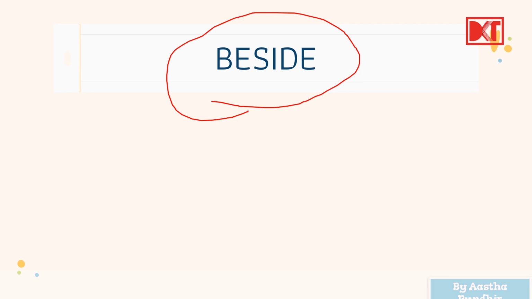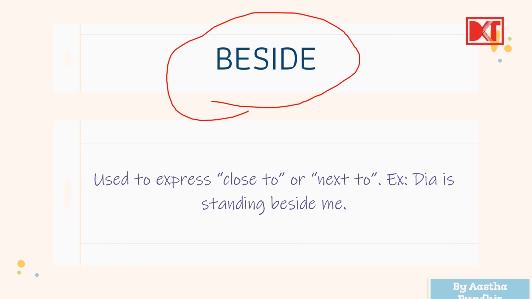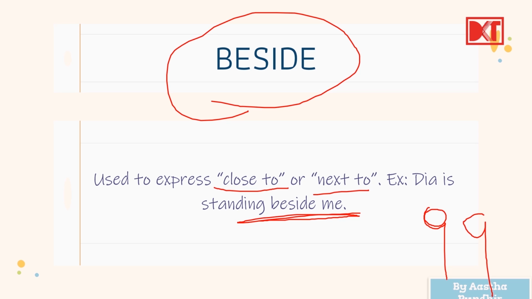Then beside. When is beside used? Used to express close to or next to. For example, Diya is standing beside me. मैं खड़ी हूँ मेरे साथ में दिया खड़ी. This is Diya. So she is standing beside me. Close to me, next to me, तो उसके लिए हम beside यूज करते हैं.